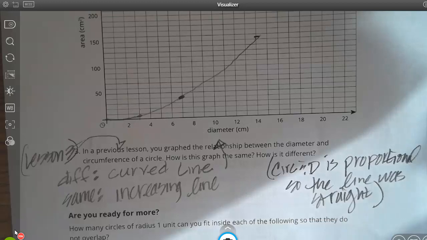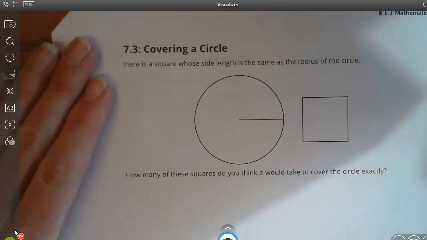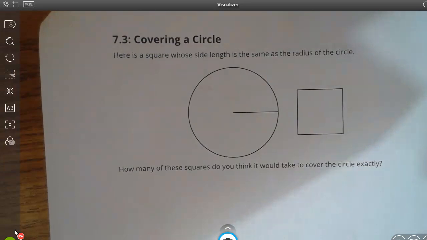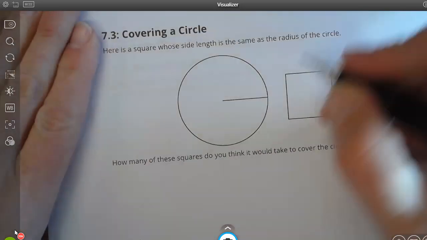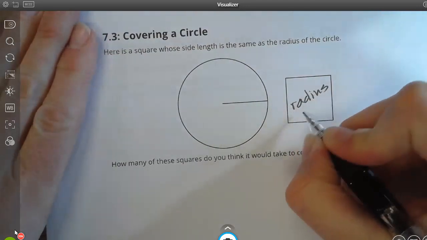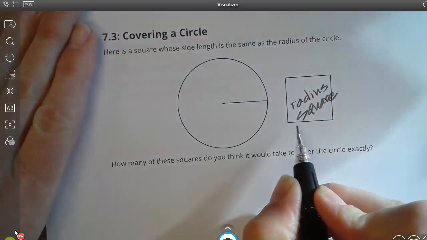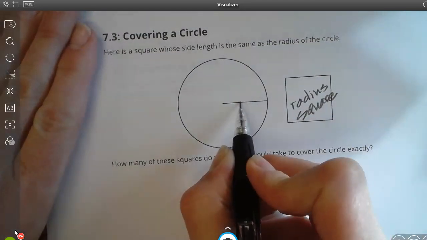So let's look at 7.3, called covering a circle. This is where we're going to come up with the formula for this, but we first have to look at what we're dealing with. So here we have what is called a radius square. And that's because it's made up of side lengths that are the same as this radius.